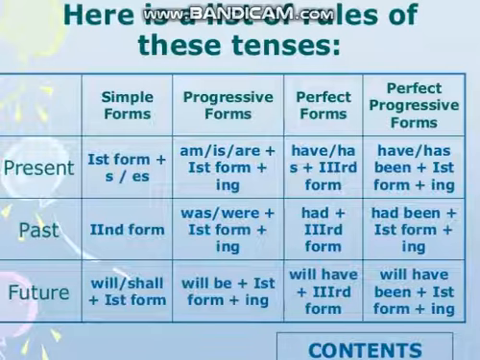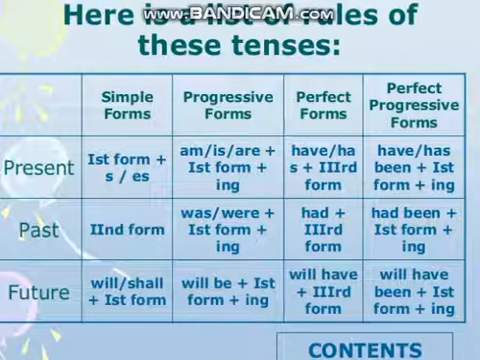While the helping verbs change. In present perfect form or present perfect tense, have or has are used as a helping verb. In past perfect form, we have only one helping verb, that is had, which is used with all types of subjects. Then in future perfect form, we have the helping verb will have. Then look at the perfect progressive form.